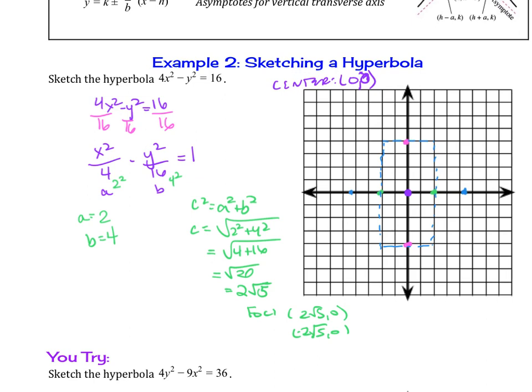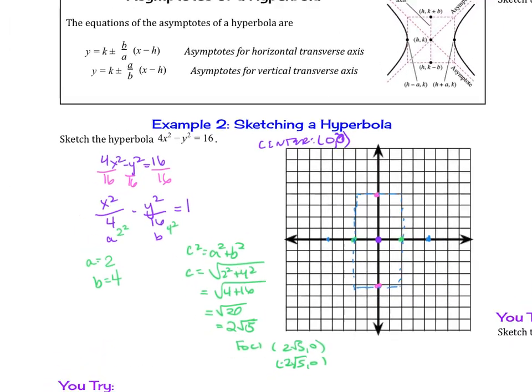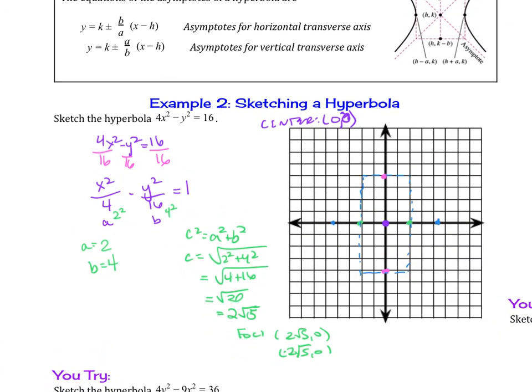here. And what we can do is figure out our slope. Since this is a horizontal transverse axis, just think about it as b over a. So it's 4 over 2, which is 2. Now, looking at this box we have here, notice that we go up 4 and right 2. So right away, we can even tell what it is. And remember that it's plus or minus, so then it's going to go up 4, left 2, or down 4, right 2.